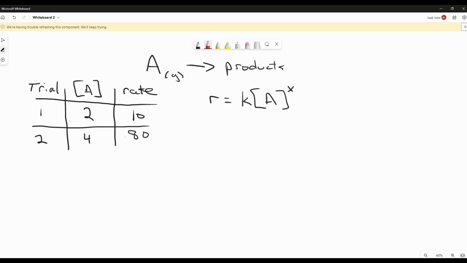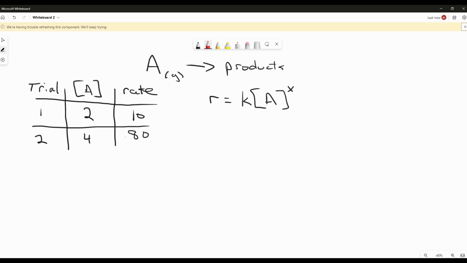Welcome to a video tutorial on solving for the rate law using the method of initial rates. Before we get to some actual data, let's look at a simplified example here with some nice whole numbers and understand the method we're going to do.